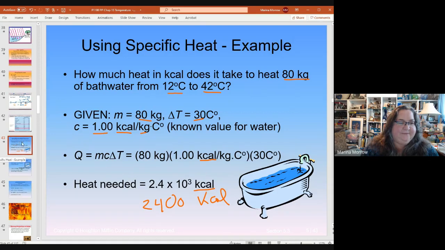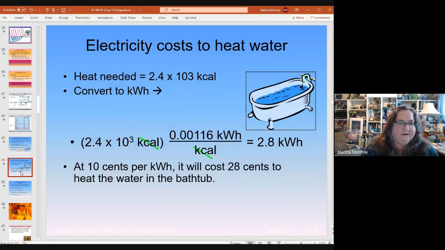Okay, and now if you wanted to know how much that was going to cost, we could figure out this in what are called kilowatt hours. We'll talk more about that when we get to electricity, but there are 0.00116 kilowatt hours per kilocalorie. And so 2.8 kilowatt hours, which often will only cost about 10 cents per kilowatt hour. So it'll only cost about 28 cents to heat your bathtub.